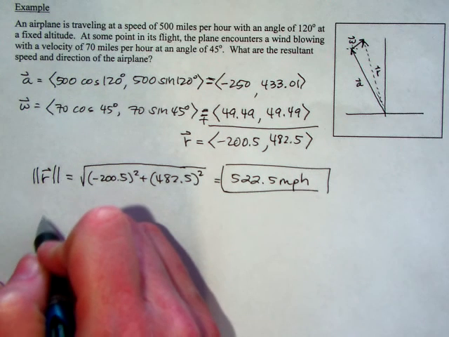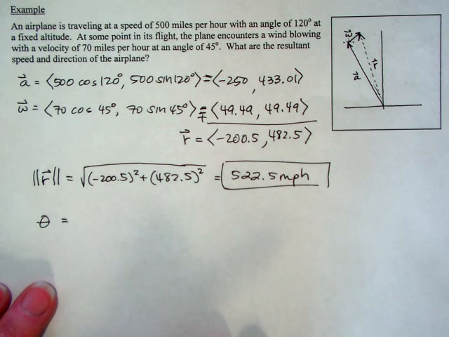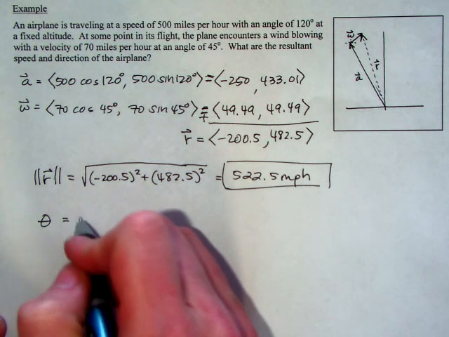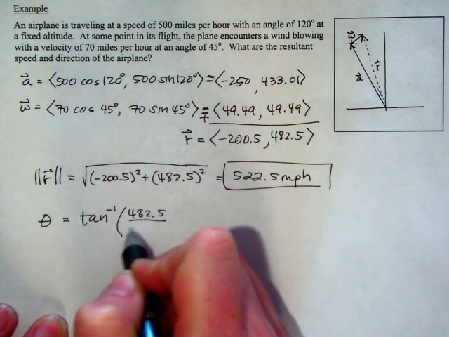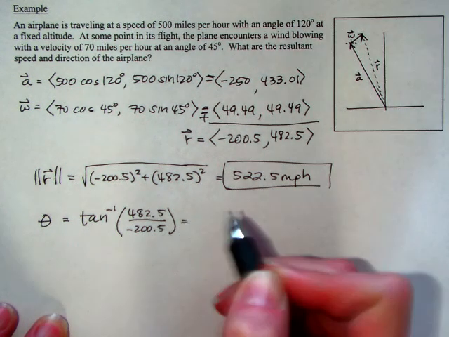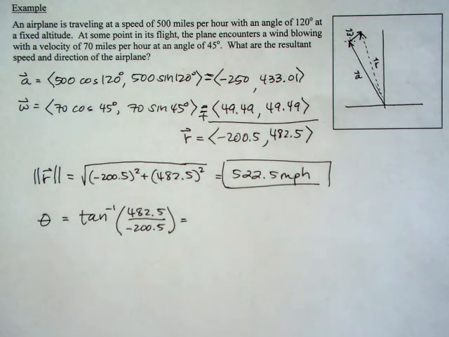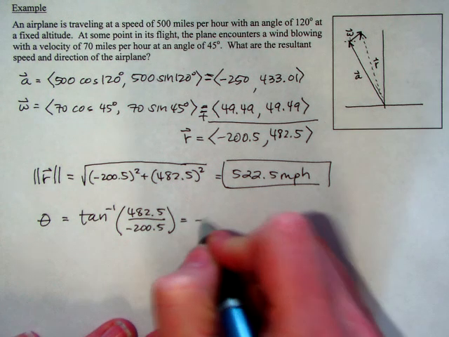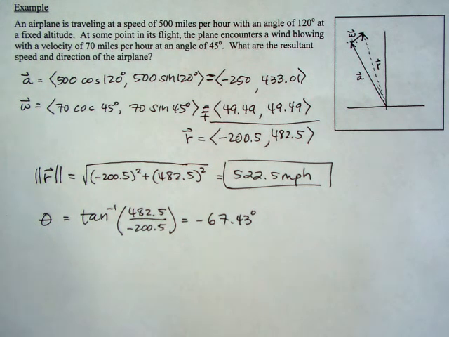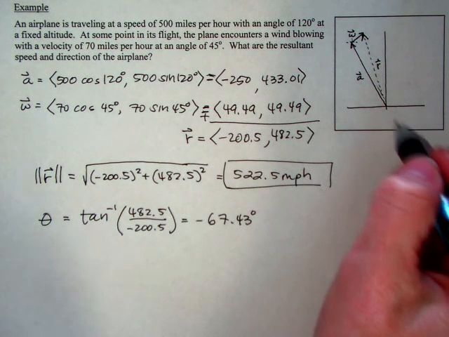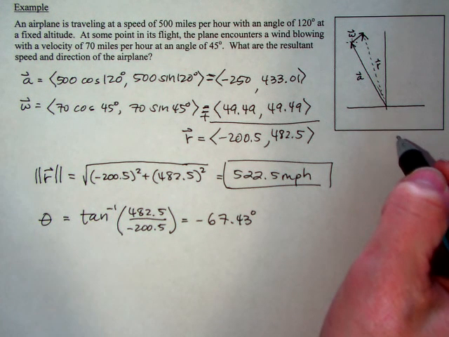We also need to find out our angle, or our direction angle. What angle is the plane flying at? And so we're going to do our tan inverse trick to finding angles. Y over x, so 482 over negative 200. And when you do that in your calculator, you actually get, hold on, I got to do that one real quick, 482.5 over negative 200.5. And you end up with negative 67.43. And we talked last chapter about how you have to really pay attention to your vector and then where your angle lands you. So negative 67 degrees would actually put us in quadrant 4, which is not where our airplane is. We're in quadrant 2.